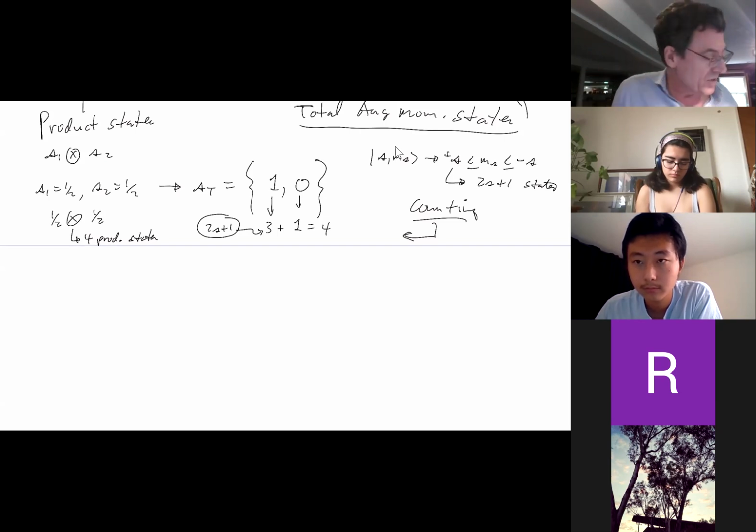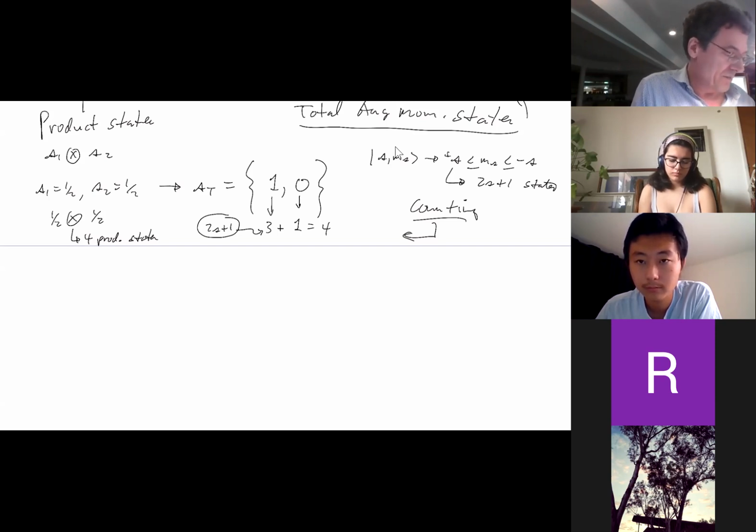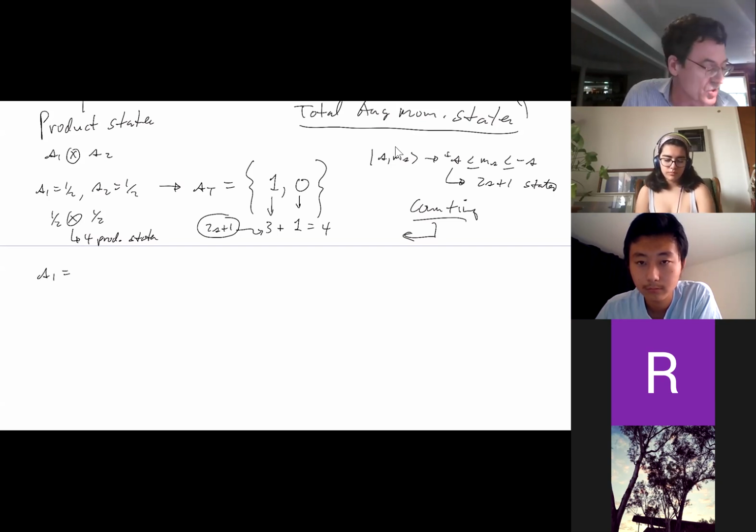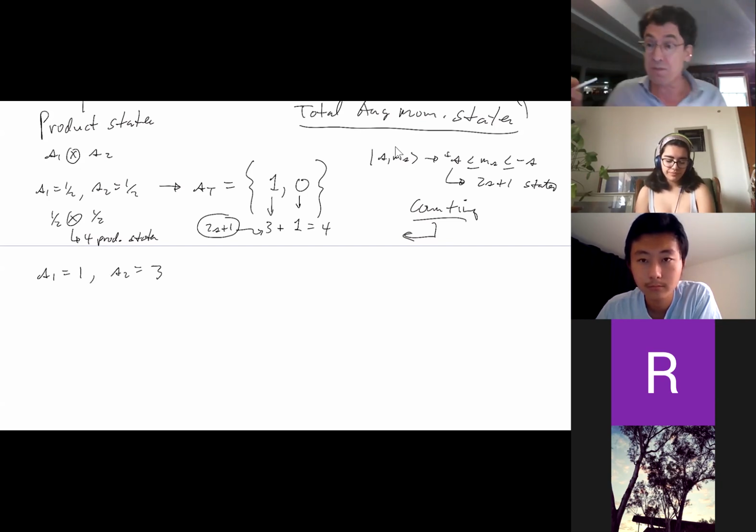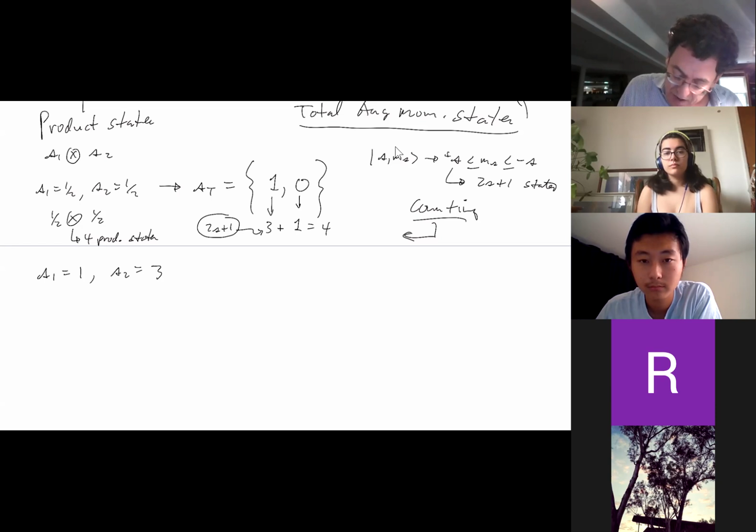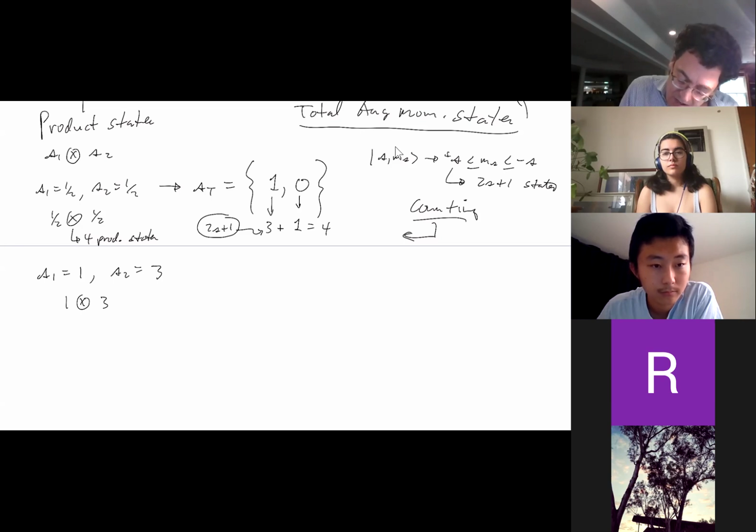Let's do another example. Let's just pick one. Suppose I had S1 equals 1, and I had S2 equals 3. What if I had one particle of spin 1 and one particle of spin 3? Just some arbitrary thing. So the product states, I would have spin 1 do the tensor product with spin 3. And so how many states would I get?